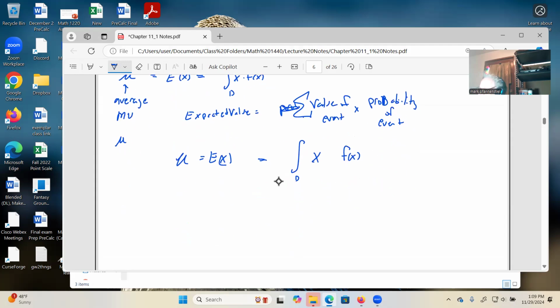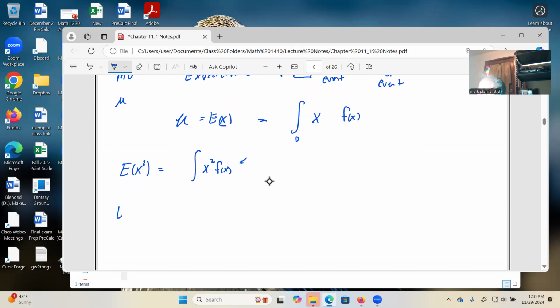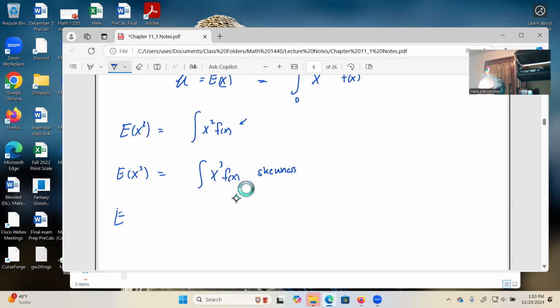I like the E of X notation because E of X squared means the integral of x squared times f of x. We're going to see how this is related to variance in a little bit. If you go a third one, this is the integral of x cubed f of x. This is related to something called skewness, which is a position thing for your distribution. It tells you how off to one side it sits. And then finally, there is an E of X to the fourth, which is x to the fourth times f of x.